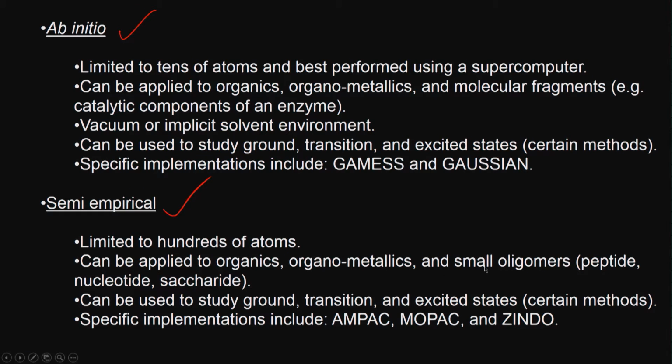Semi empirical methods are much more relevant for us. We can go quite a lot, hundreds of atoms unlike tens of atoms. This can be applied to organics, organometallics, small oligomers, peptides, nucleotides, saccharides. We can look at again ground, transition, excited states, but a little bit approximate. So, there are many methods: AMPAC, Mopac, ZINDO and so on.